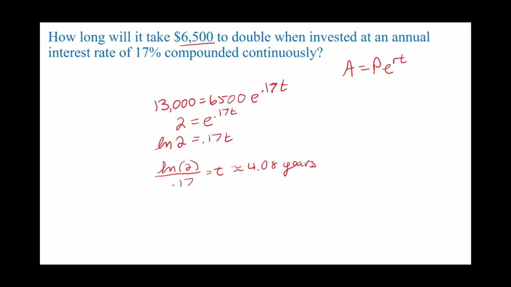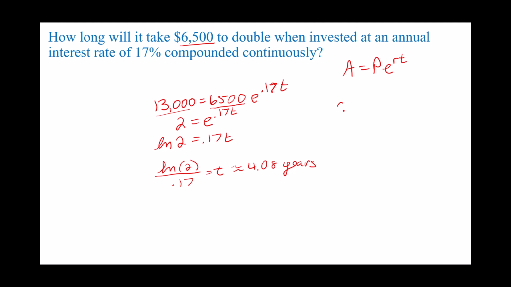17% interest rate. Now that's a very high interest rate, probably a very high risk investment, but if we do get 17%, then this is how long it would take. Notice that it doesn't matter how much we started with. Whatever we started with and ended with is double. We want it to double. So if I divide both sides by the 6,500, I do get 2.